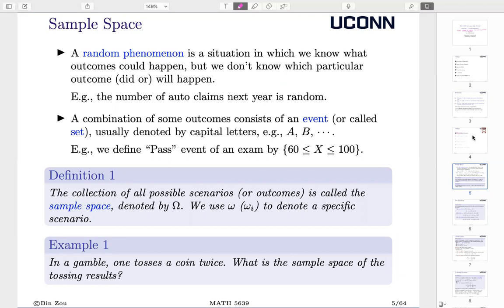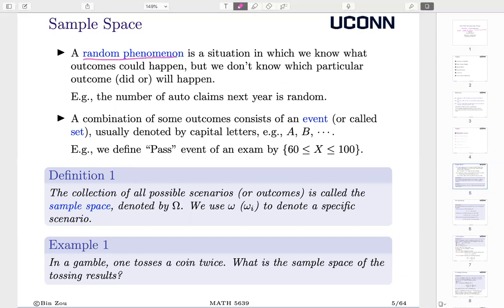Here I say, the number of claims next year is random. You know it's a number, right? Let's say 1, 2, 3, all the way. Well, you can even go to infinity, right? So we have the set of all possibilities. We just don't know which one will happen. That's why we call those a random phenomenon.